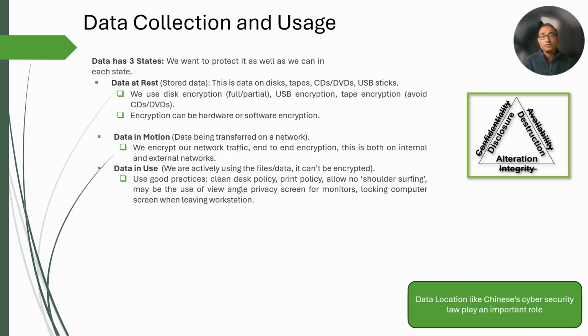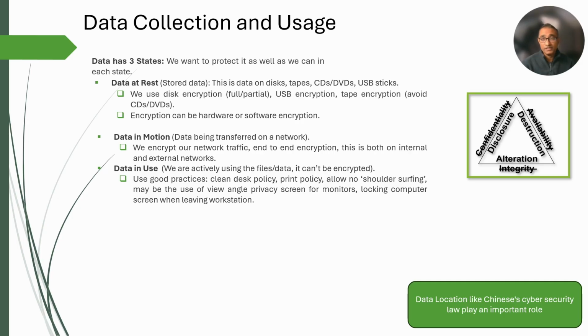It is also important to look at these three states in terms of the CIA triad that we have seen before in domain 1 of the CISSP. And what the CIA triad says is that confidentiality can be broken by disclosure, availability can be broken by destruction, and integrity is broken by alteration of the data.